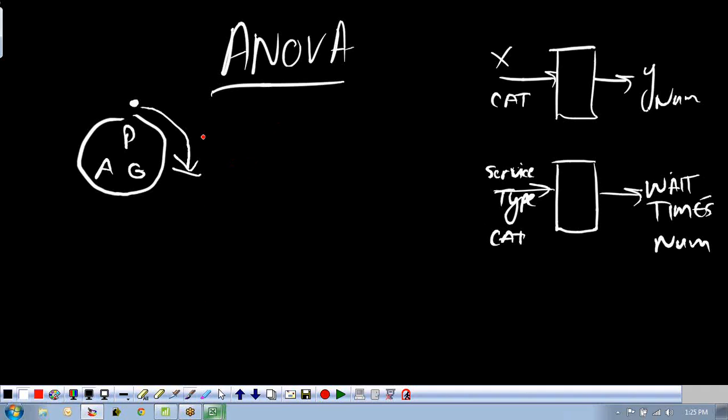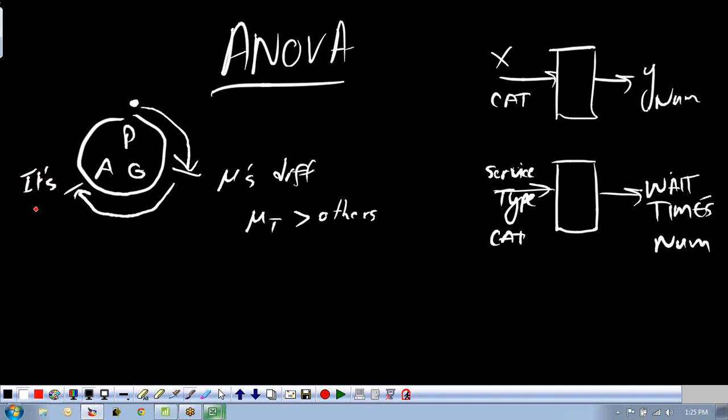And a recap on ANOVA for our example in wait times: it certainly looked like the means were different. And in fact, we thought that maybe mu technical was greater than others, and we tested it. It was true. And so we would be left with doing something about it.